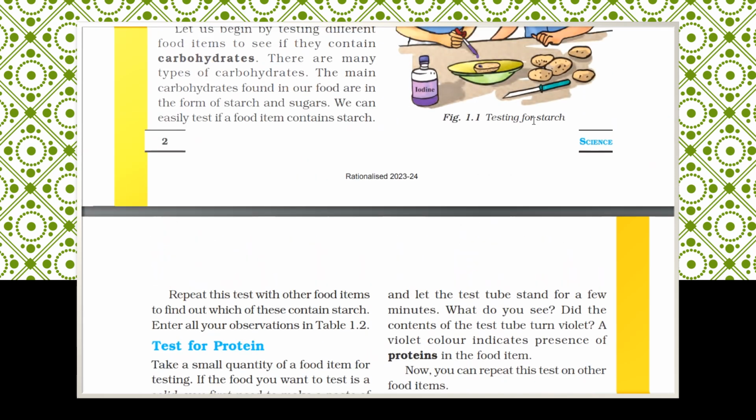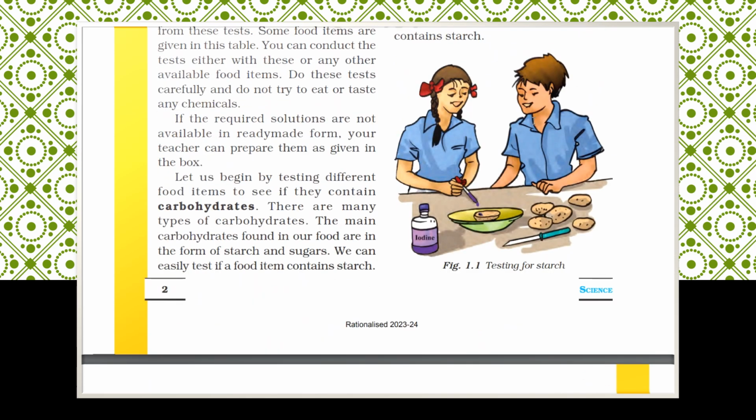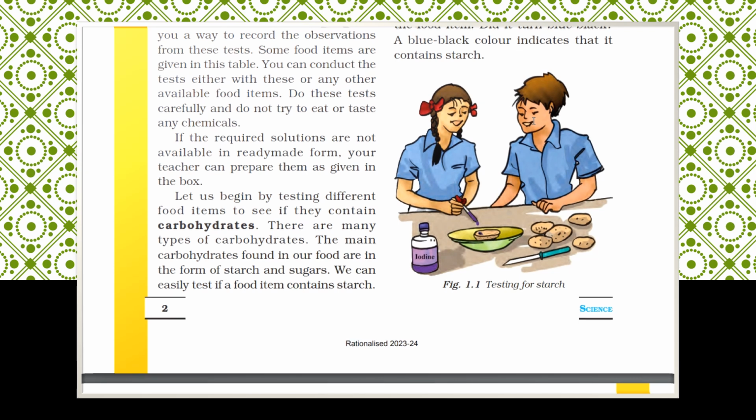So let's understand the test for starch. Before that, they have given a section about carbohydrates. If the required solutions are not available in ready-made form, your teacher can prepare them as given in the box. Let us begin by testing different food items to see if they contain carbohydrates. First of all, there are many types of carbohydrates. Carbohydrate is not one type of nutrient; it again has types. The main carbohydrates found in our food are in the form of starch and sugars.